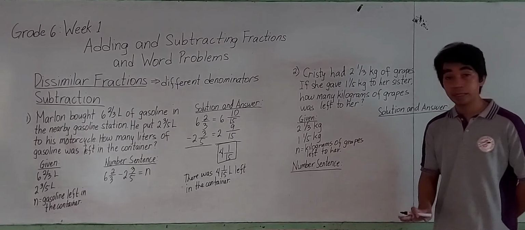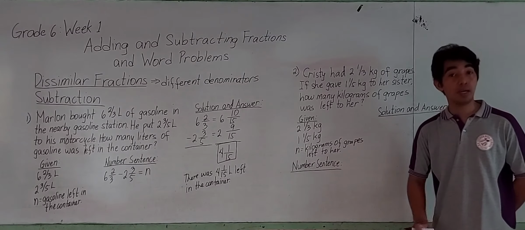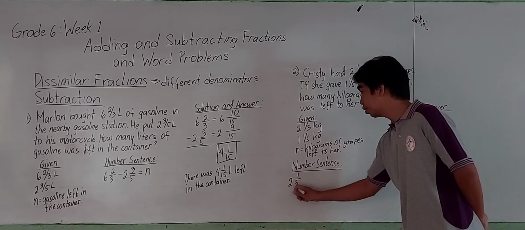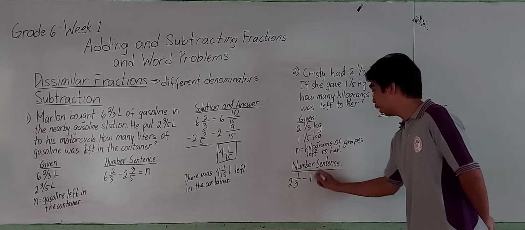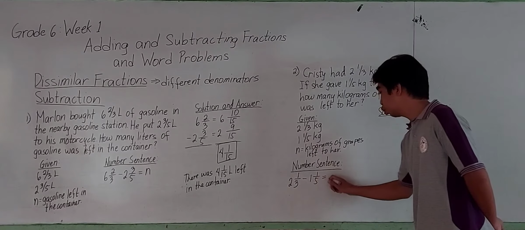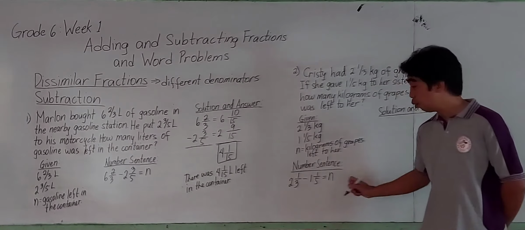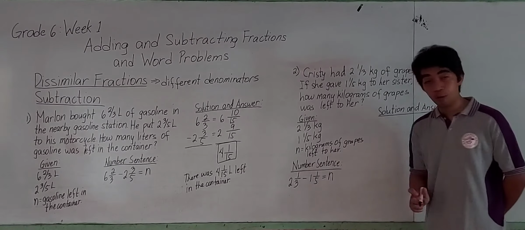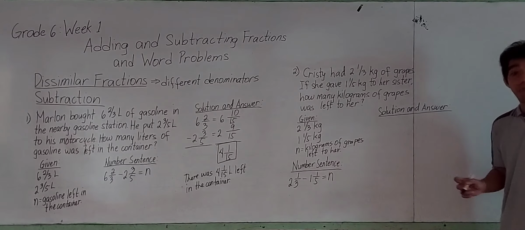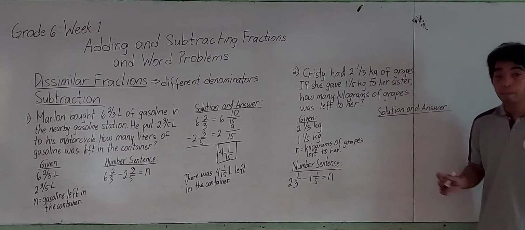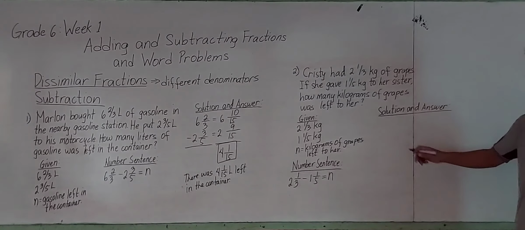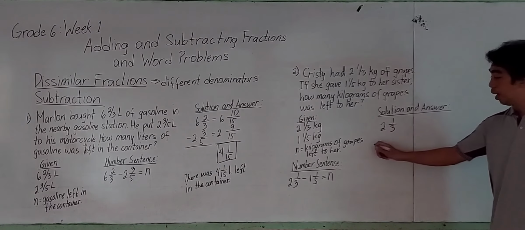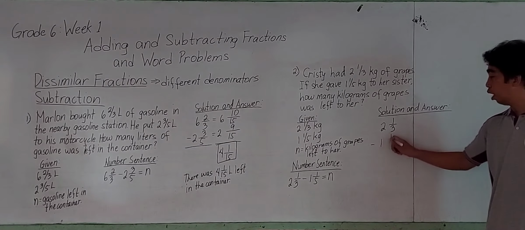Since we have our given, we can now construct our number sentence. We have 2 1/3 minus 1 1/5 is equal to m. That is our number sentence from our given. Now we can solve and find the answer. We have 2 1/3 minus 1 1/5.